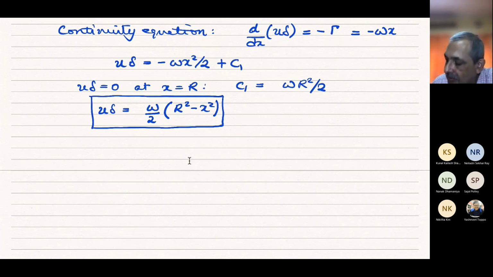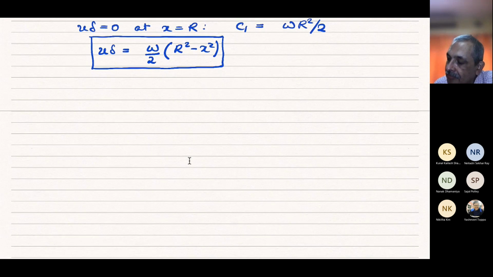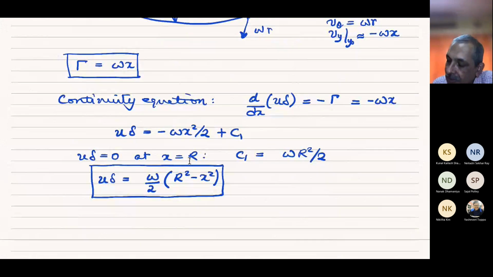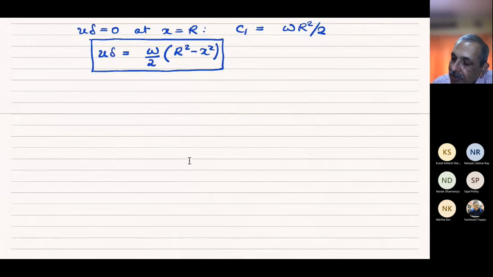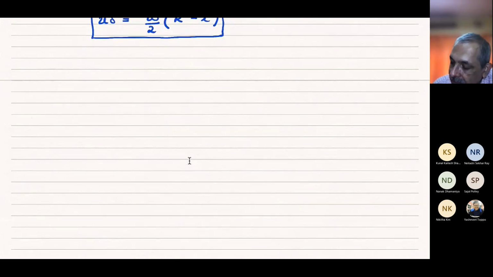Now the next thing is to write down the momentum balance, because we want to find out both u and delta separately. Remember, our three main variables are u, delta and gamma. Gamma we have already found out through physical arguments. Now we found out u multiplied by delta, and so we need one more equation to find out both u and delta, and that equation is the momentum balance equation.